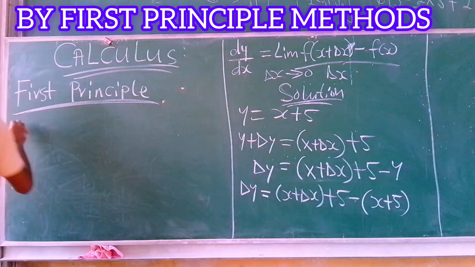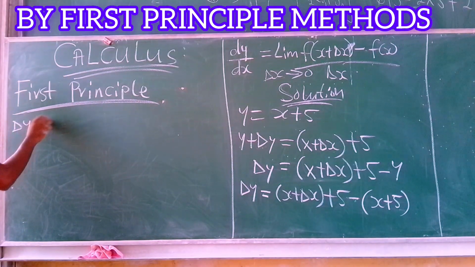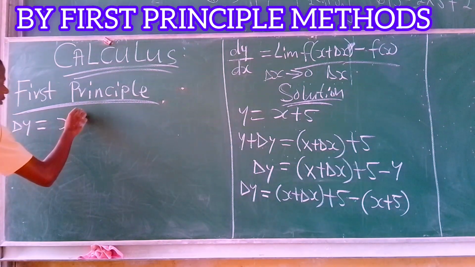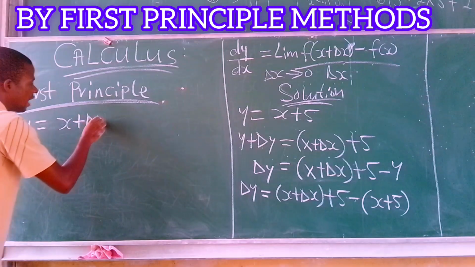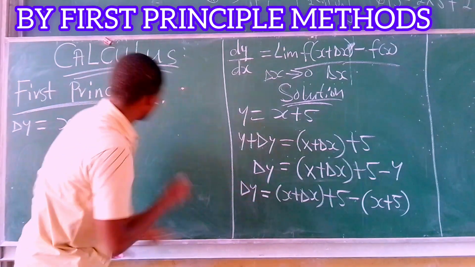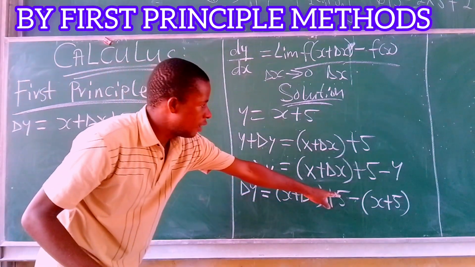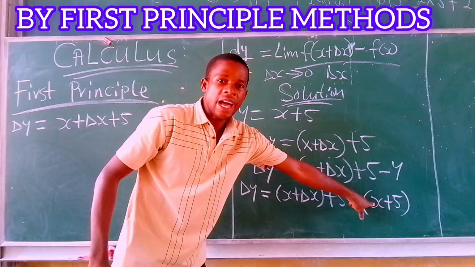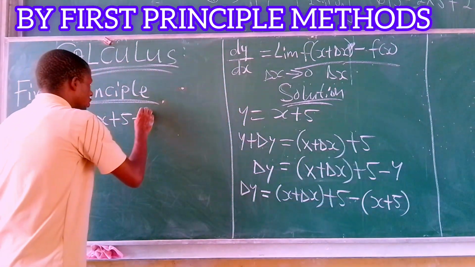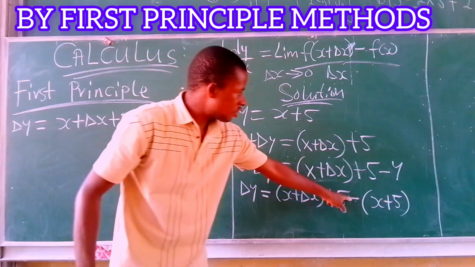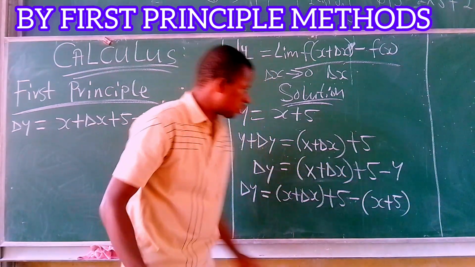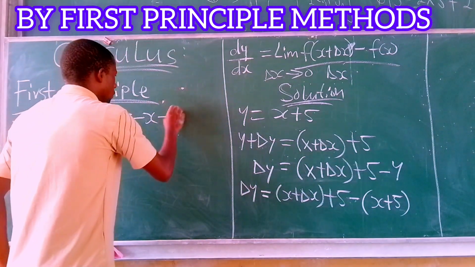Now we are having our dy equals to what? X plus what? The x, right? Plus 5. When we try to expand the bracket, plus 5, minus times this guy is going to affect it. It's going to be minus x, right? Minus times plus is going to give us minus. So we are having minus 5.